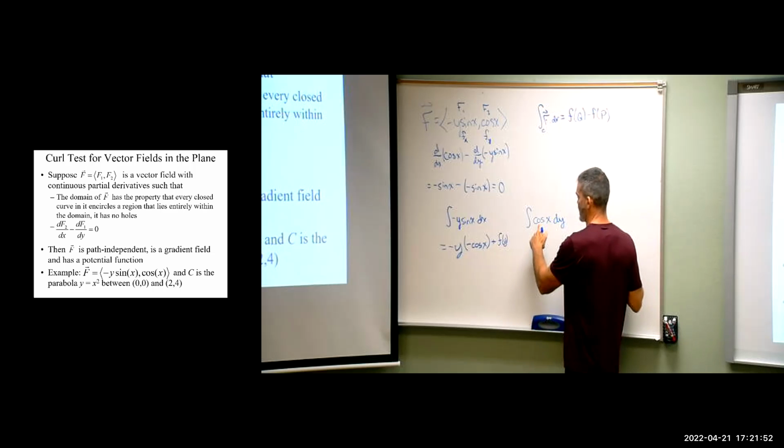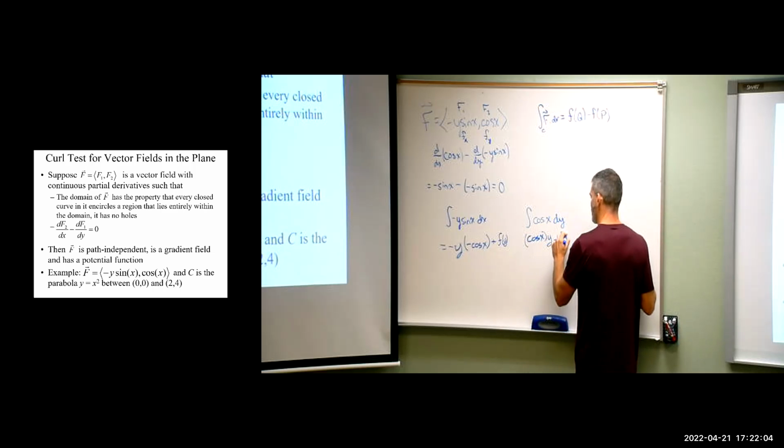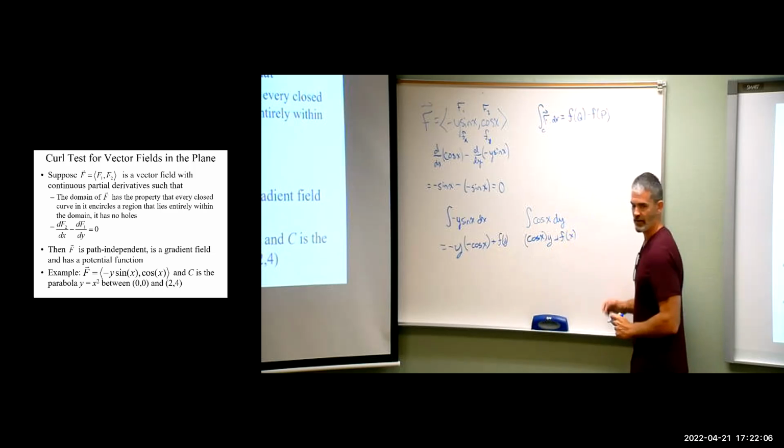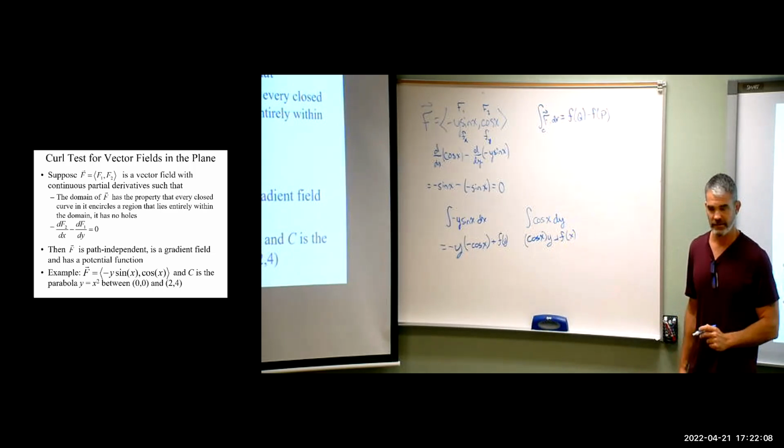Now here, the antiderivative of cosine x with respect to y, because that makes cosine x a constant. So the antiderivative is cosine x times y, plus there could have been a piece with respect to x. Could have been.